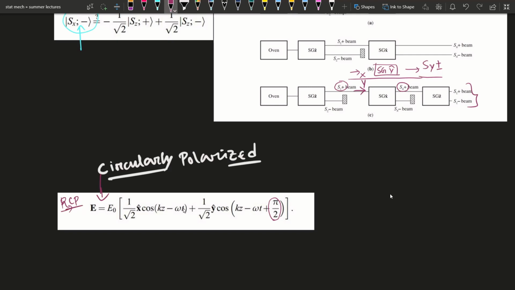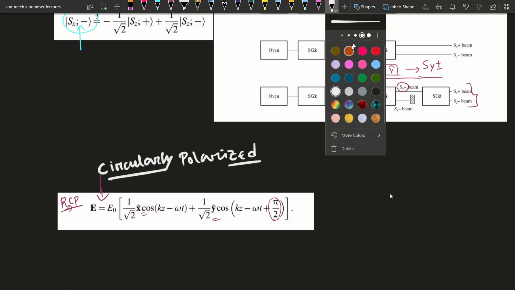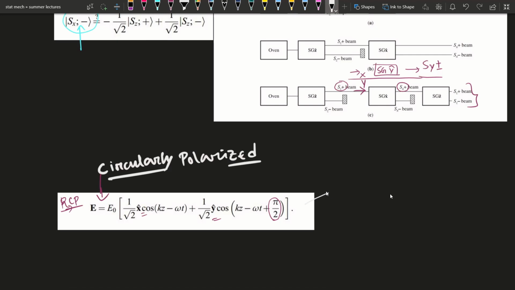You can check out the video on polarization of light that I have discussed in another video to understand these things. Now this is the right circularly polarized light. There should be a pi by 2 phase difference between the y component and the x component. So this relation represents circularly polarized light. Now you can understand how this will do our job for this problem.